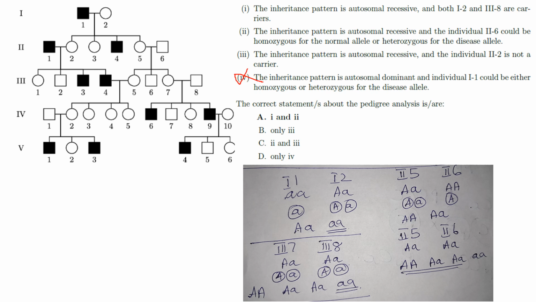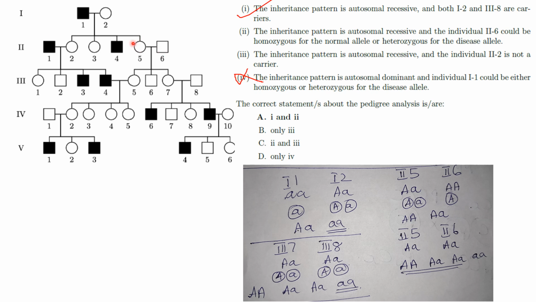So 1 is correct. The inheritance pattern is autosomal recessive, and the individual 2, 6. Now which is 2, 6? 2, 6 could be homozygous for the normal allele or heterozygous for the diseased allele. Okay.